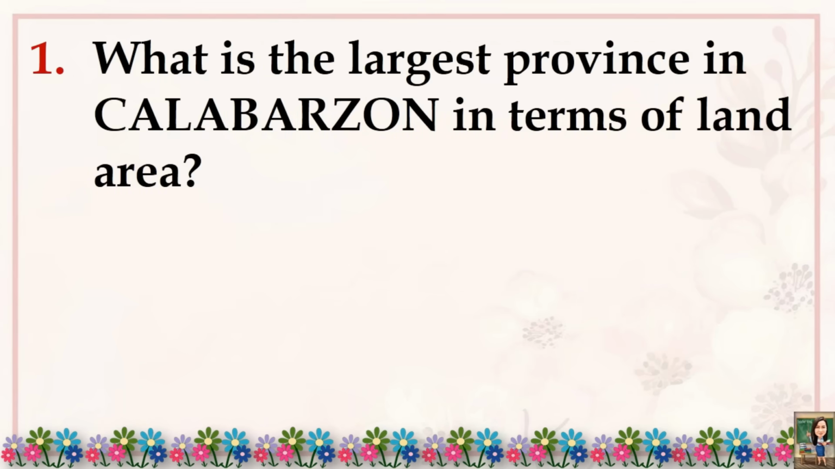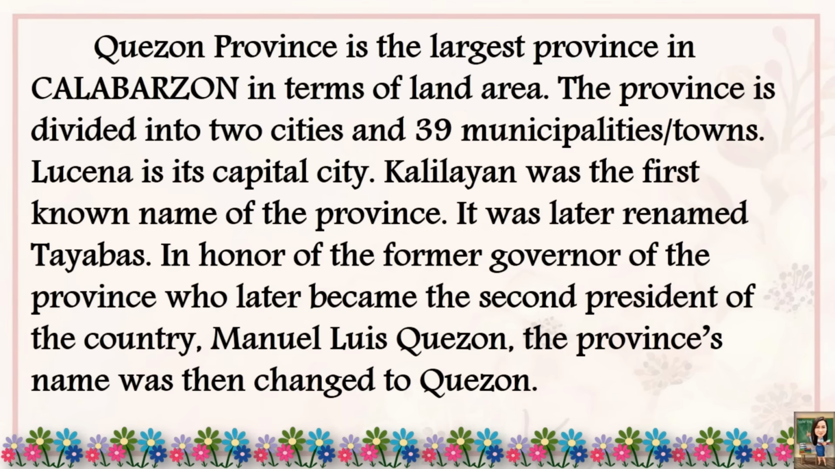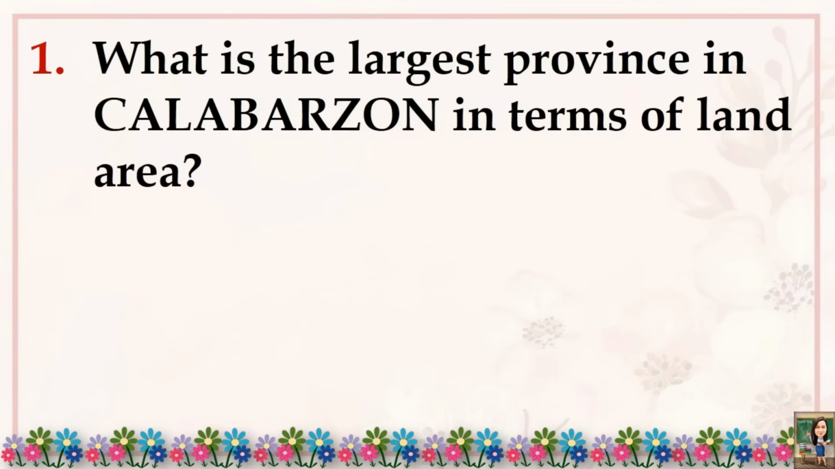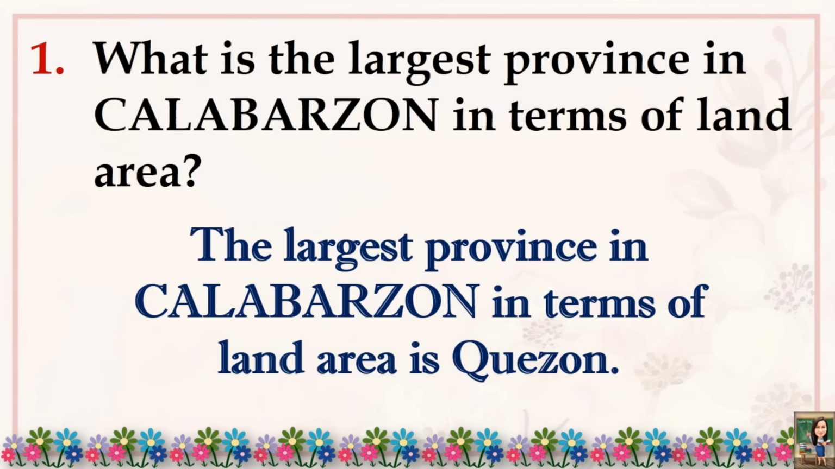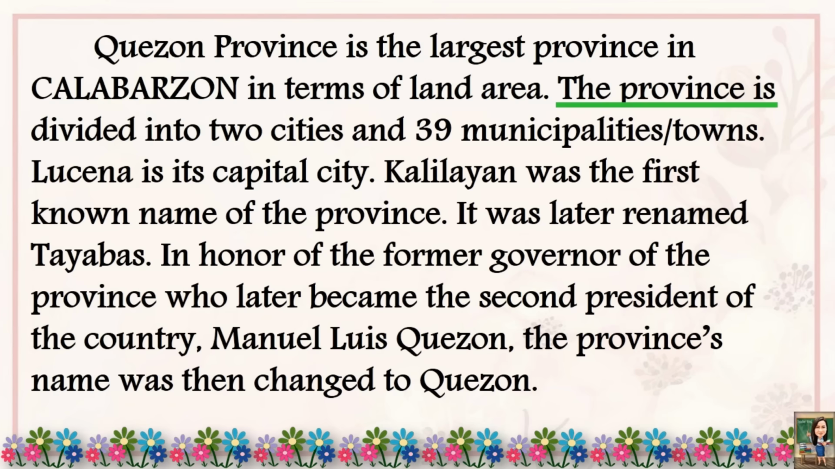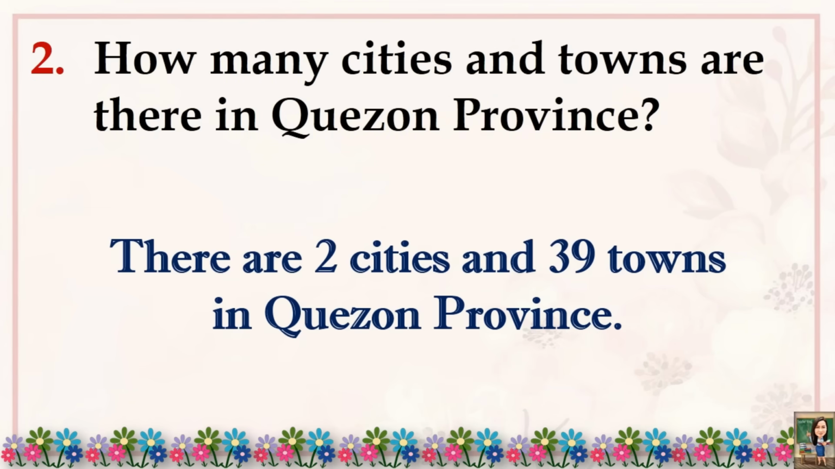Number 1. What is the largest province in Calabarzon in terms of land area? Let's take a look at the selection. Quezon Province is the largest province in Calabarzon in terms of land area. So the answer to this question is: the largest province in Calabarzon in terms of land area is Quezon. Number 2. How many cities and towns are there in Quezon province? Let's take a look again at the selection. The province is divided into 2 cities and 39 municipalities or towns. So the answer is: there are 2 cities and 39 towns in Quezon province.